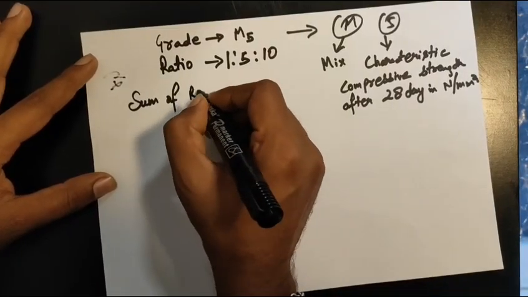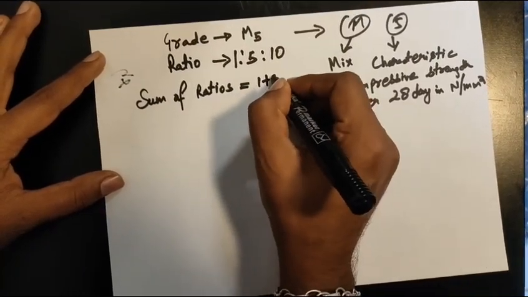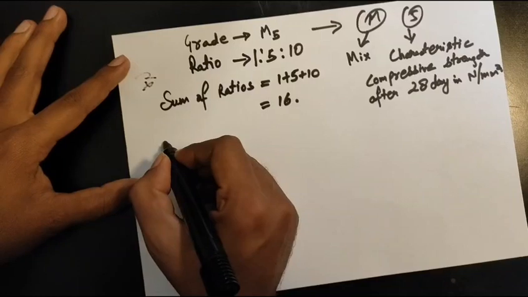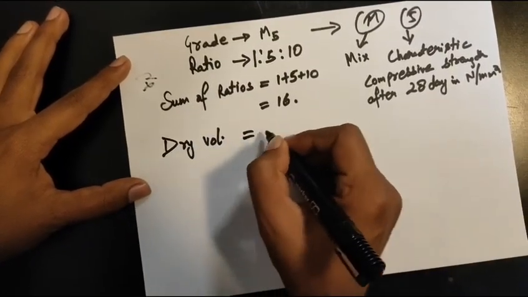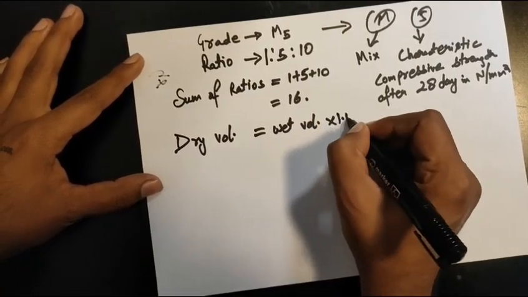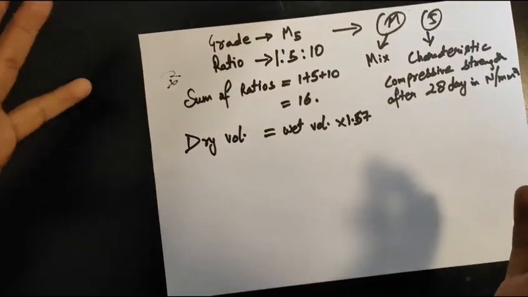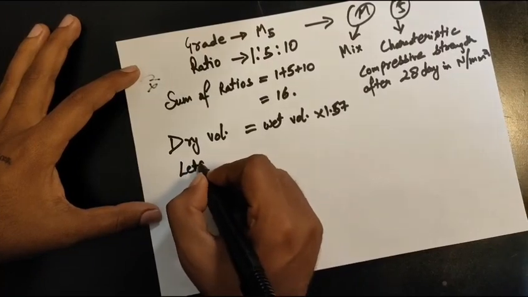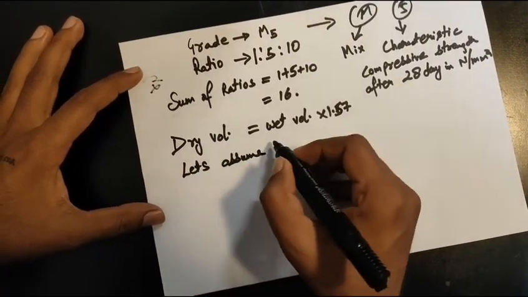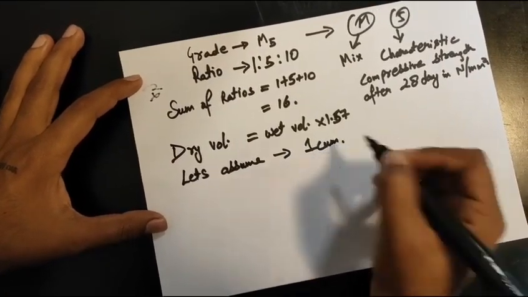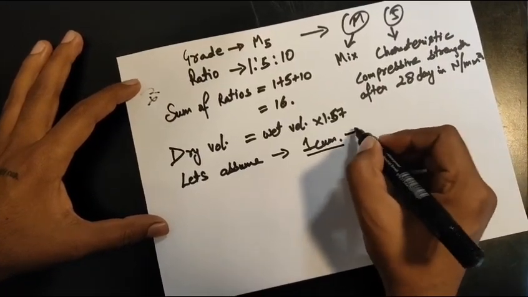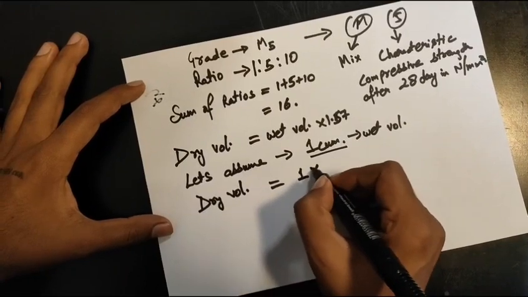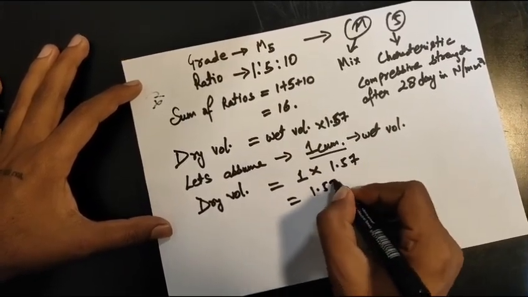So the sum of ratios is 1 plus 5 plus 10, which would be 16. As you know, dry volume equals wet volume into 1.57, because when we make the mixture we add water, so our mixture is gonna shrink, so we take this constant 1.57. Let's assume we are gonna do it for 1 cubic meter. So if 1 cubic meter is our wet volume, our dry volume is gonna be wet volume, that is 1 multiplied by 1.57, that is 1.57 cubic meter.